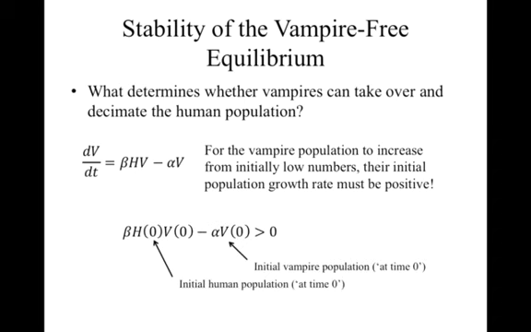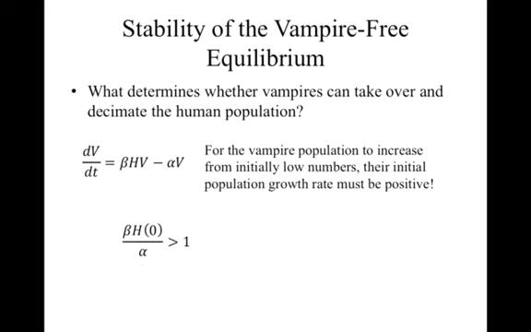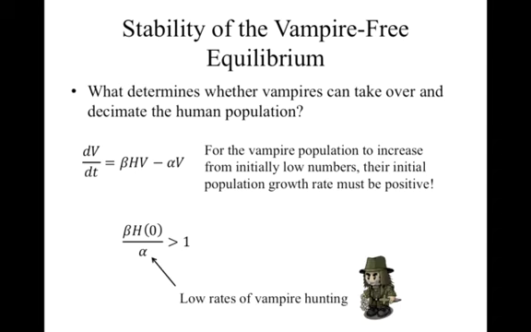So if I rearrange that equation, I basically just solved for it. I get beta times the number of humans in that initial state, when I have basically no vampires, divided by alpha. So alpha is the rate at which I'm losing vampires because they're being turned into coffins, right? So if I have low rates of vampire hunting, that tends to make this criteria for the vampire population being able to take off more likely to be positive, right?